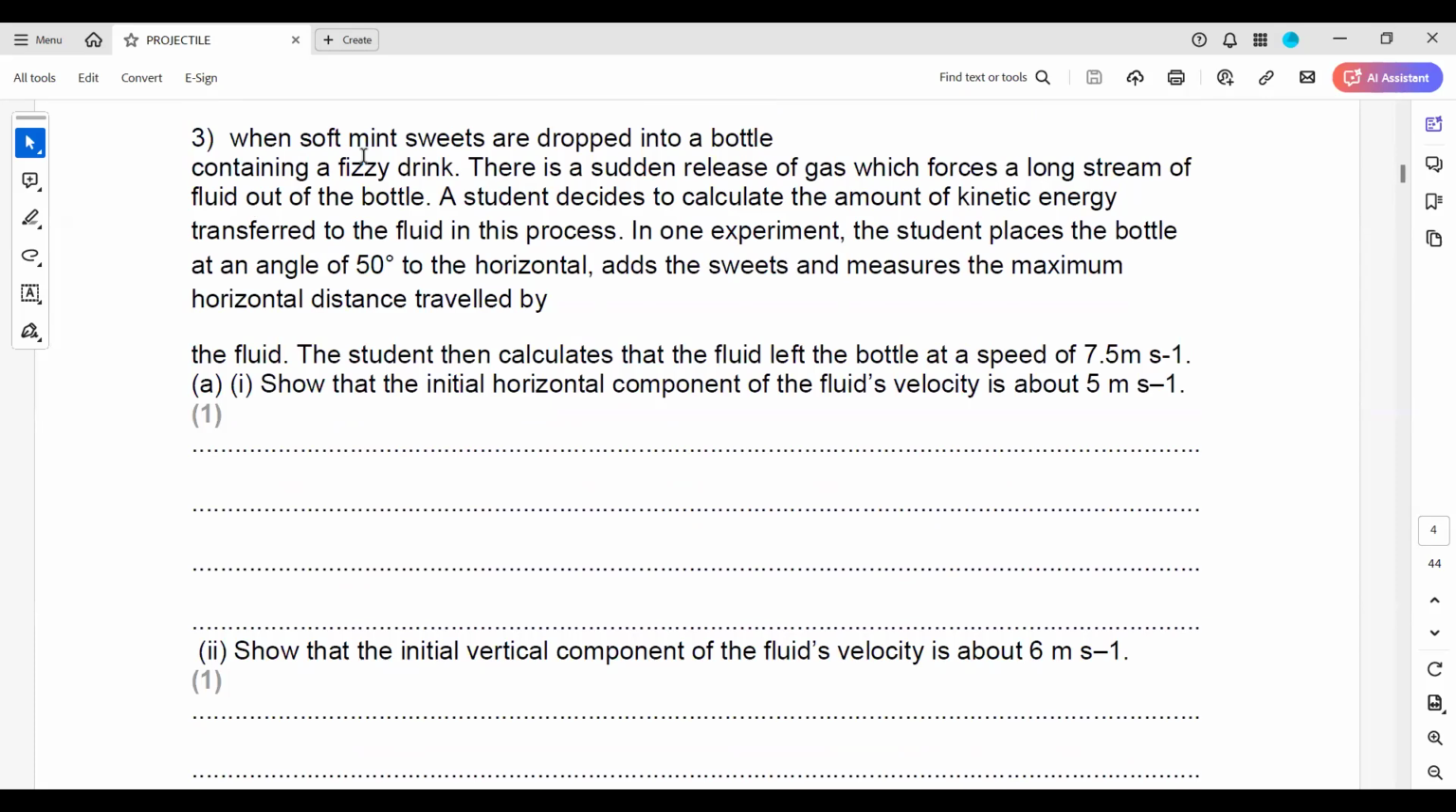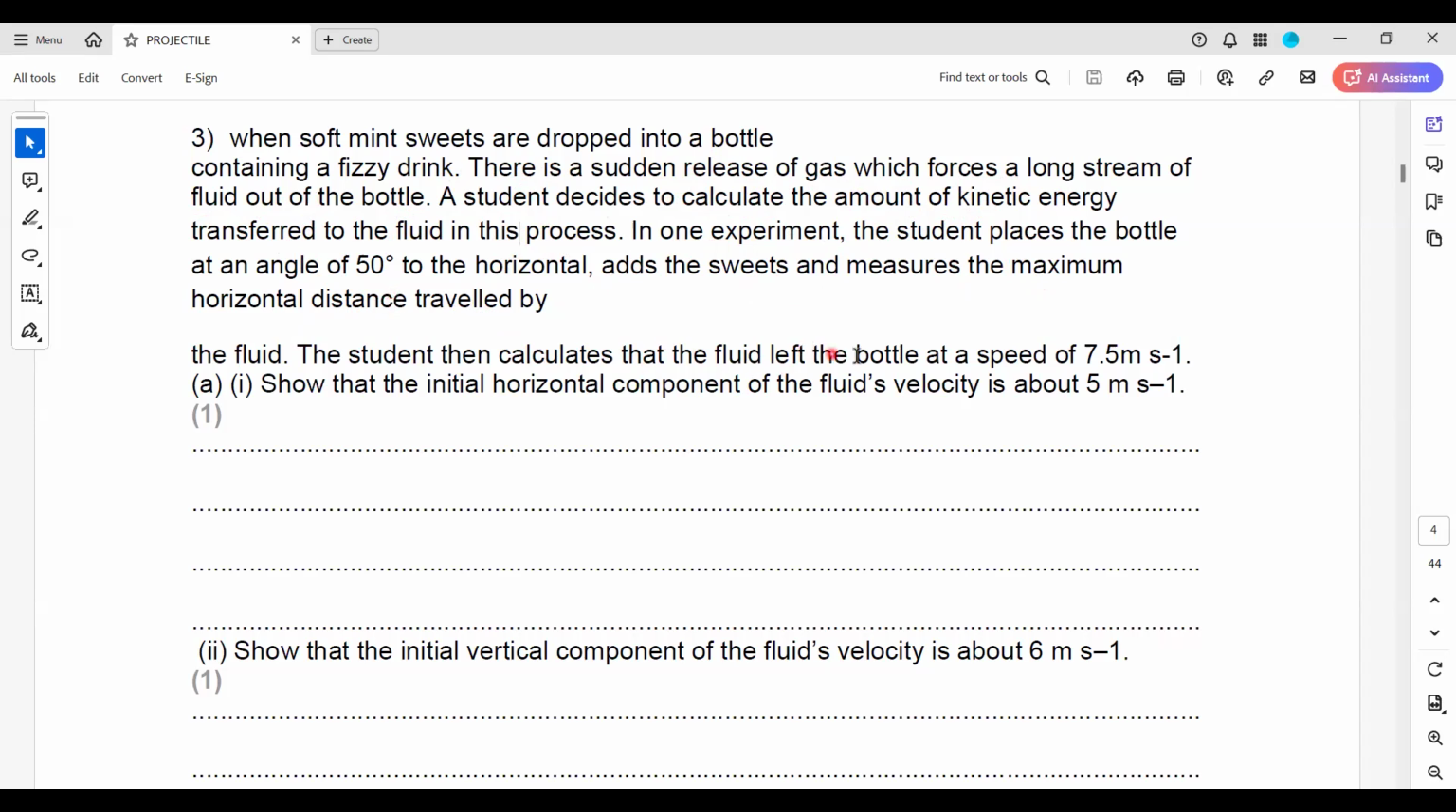Next question: when soft mint sweets are dropped into a bottle containing a fizzy drink, there's a sudden release of a gas which forces a long stream of fluid out from the bottle. A student decides to calculate the amount of kinetic energy transferred to the fluid in this process. In one experiment, the student placed the bottle at an angle of 50 degrees to the horizontal, added the sweets, and measured the maximum horizontal distance traveled by the fluid.